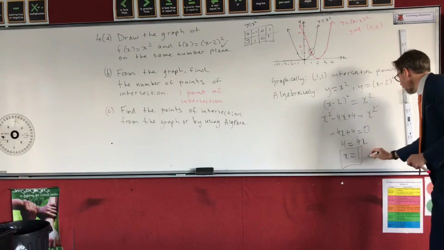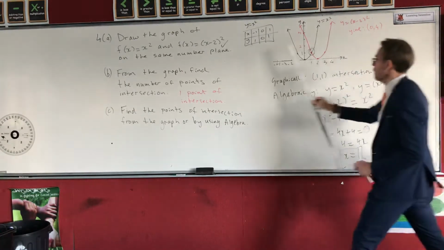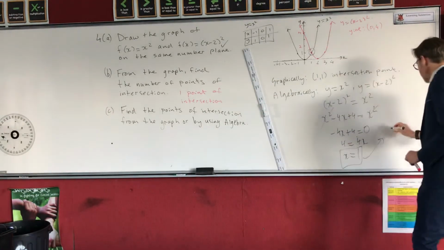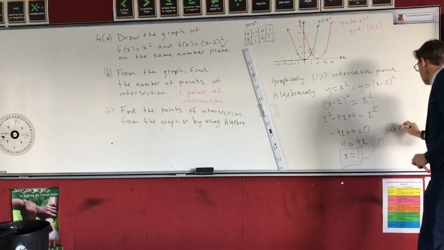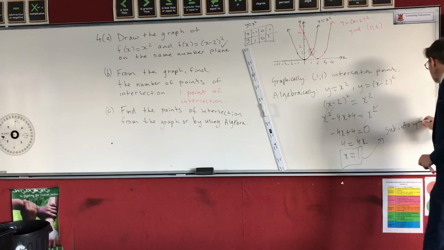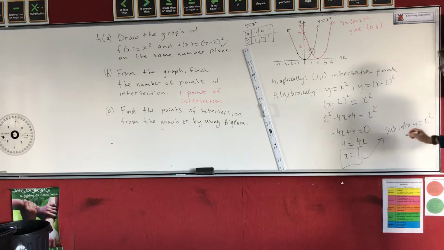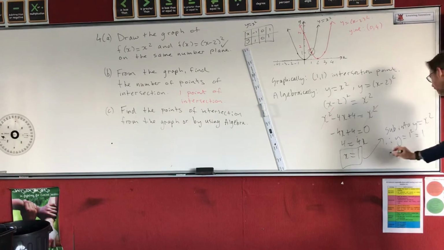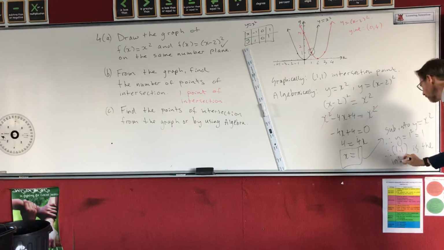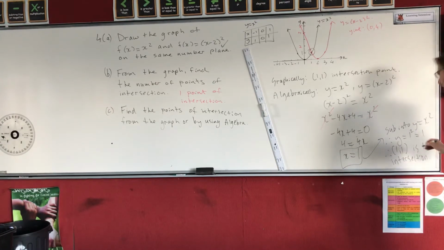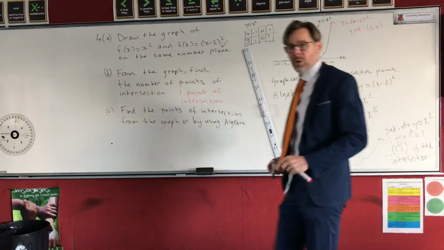And then we'll sub that into any of the other equations. So sub into, I'll choose the simplest one, y = x², so therefore you get y = 1², which equals 1, so therefore (1, 1) is the intersection. Okay? Done. Okay, so that's question 4.